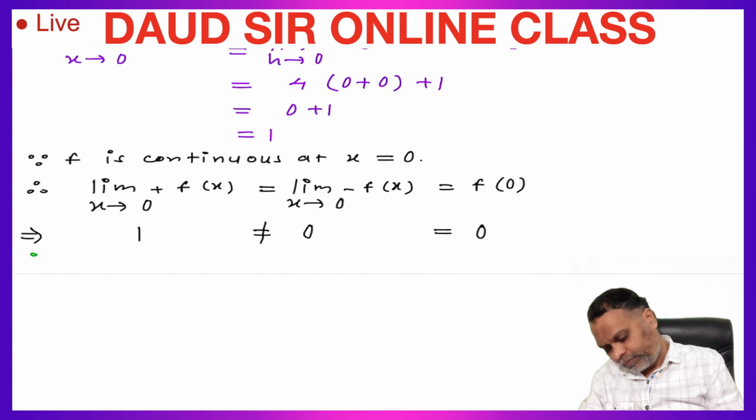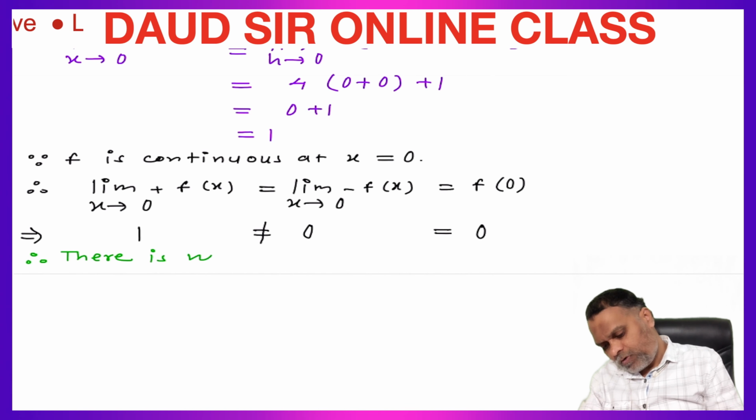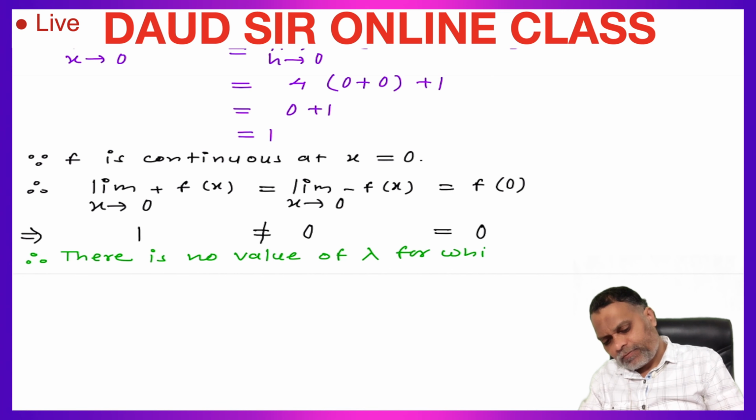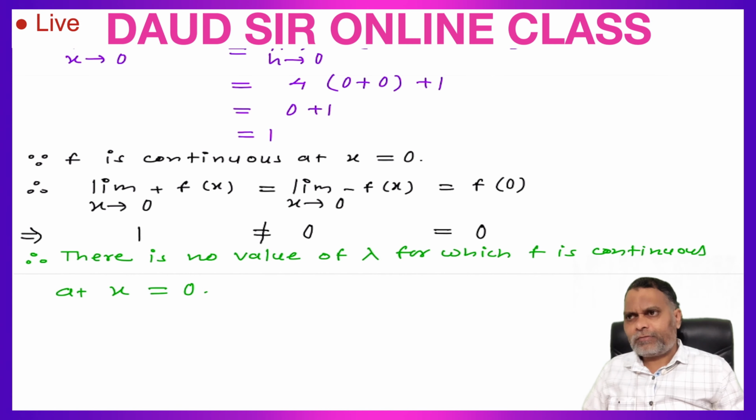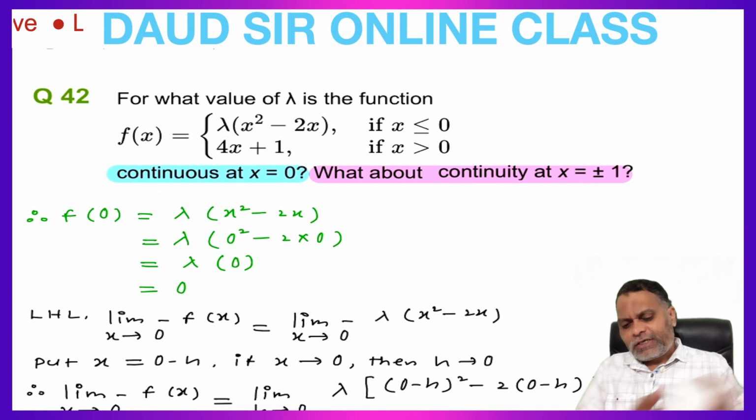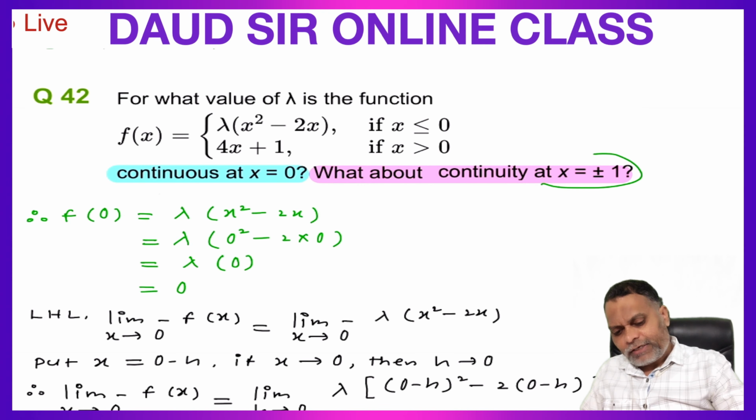Therefore, there is no value of lambda for which f is continuous at x is equal to 0. There is no value of lambda for which this function is continuous at x is equal to 0. Now we have to discuss the continuity at x is equal to plus minus 1.